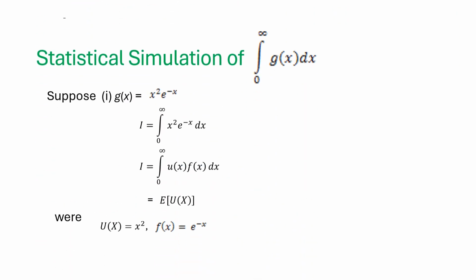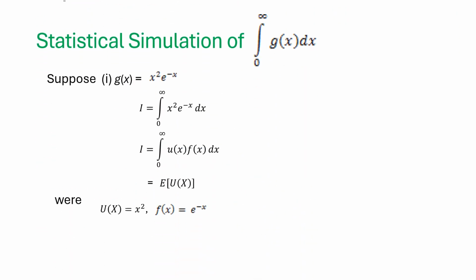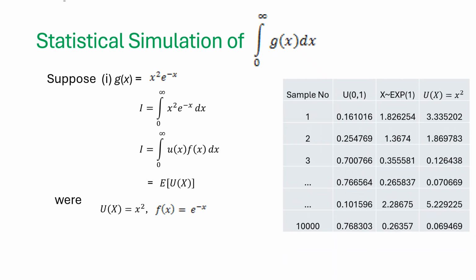Here is the simulation of the integral from 0 to infinity of g of x dx. Let us say g of x is x squared e power minus x. So I is the integral from 0 to infinity of x squared e power minus x dx. I am converting that into u of x times f of x dx, so finally it is the expected value of u of x, where u of x is x squared and f of x is e power minus x. I suitably separated out the density function, so it becomes the unit exponential distribution.